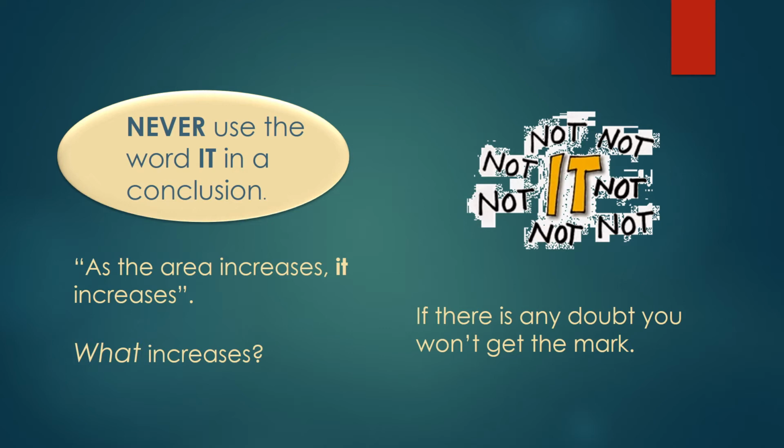Never use the word it. It's a big hint here. So as the area increases, it increases, or as the lubricant changed, it sped up. Okay, not it sped up, the object increased its speed. Never use it. Use objects or specific words or what changed, not it.